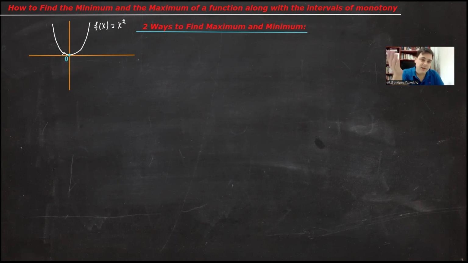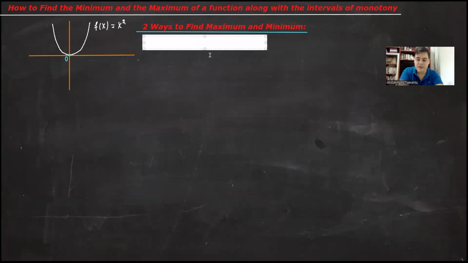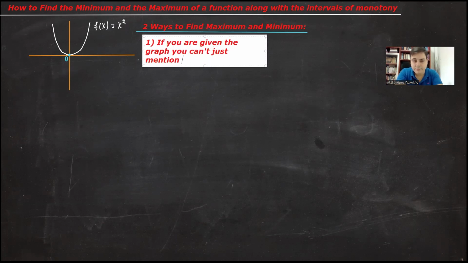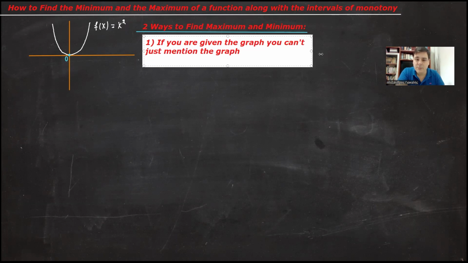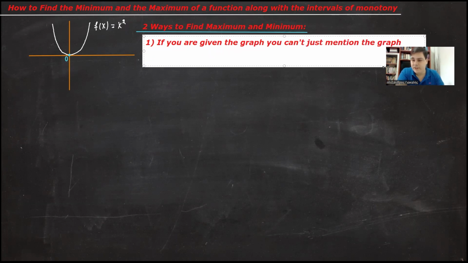Therefore you can relate to the graph and tell that, as is evidently seen on the graph, we have a minimum at x coordinate equal to 0 and the y coordinate is equal to 0 as well. So the first way, if you are given the graph, you can just refer to the graph. But the second way is algebraically. We're going to use the well-known derivative function of f(x).